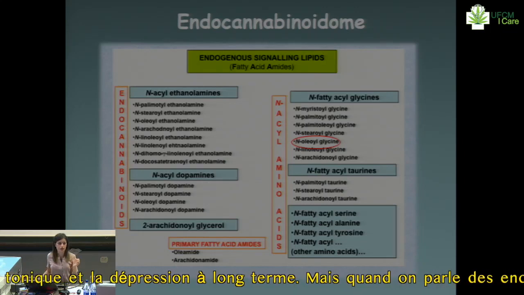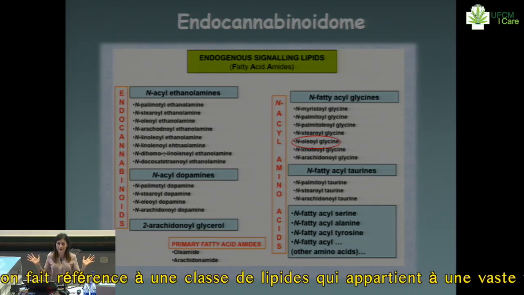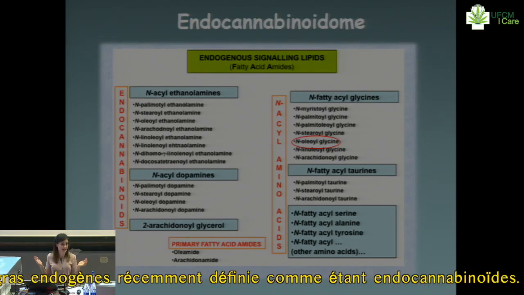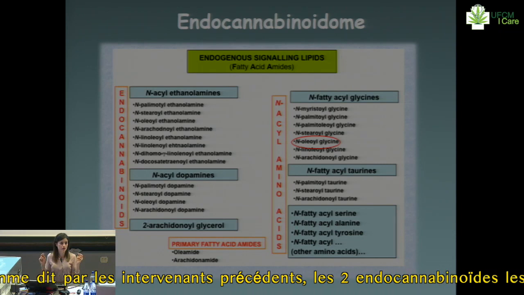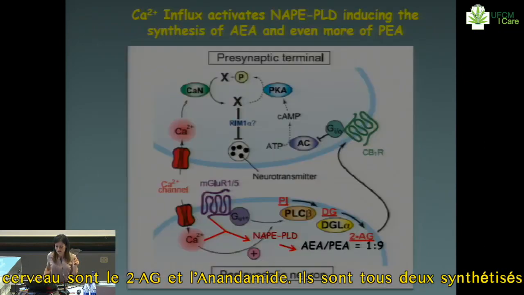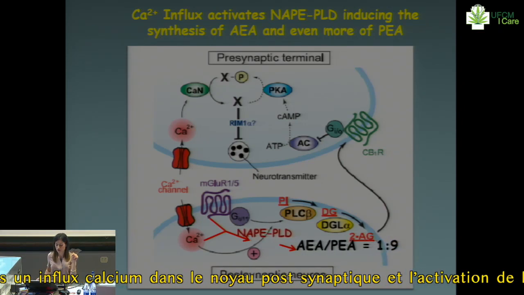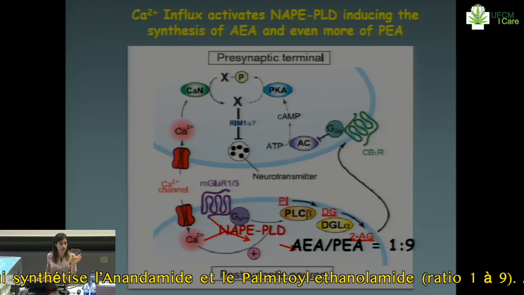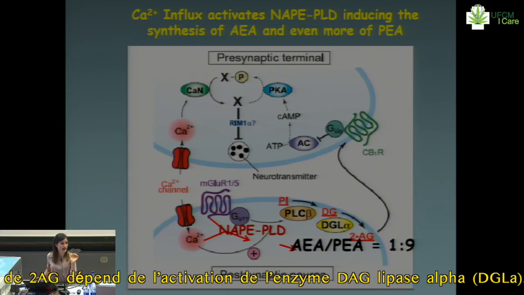But when we talk about endocannabinoids, we only mention a class of lipids belonging to a wide family of endogenous fatty acid amides, recently defined as the endocannabinoidome. And as already said by the previous speakers, the two most studied endocannabinoids in the brain are 2-AG and anandamide. They are synthesized in the brain after the calcium influx into the postsynaptic neuron and the activation of the NAPE-PLD enzyme, which synthesizes anandamide and palmitoylethanolamide in a 1:9 ratio, whereas the synthesis of 2-AG is mainly dependent on the activation of the DAG lipase alpha enzyme.